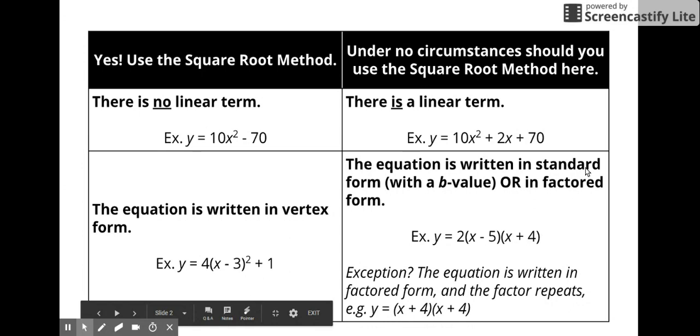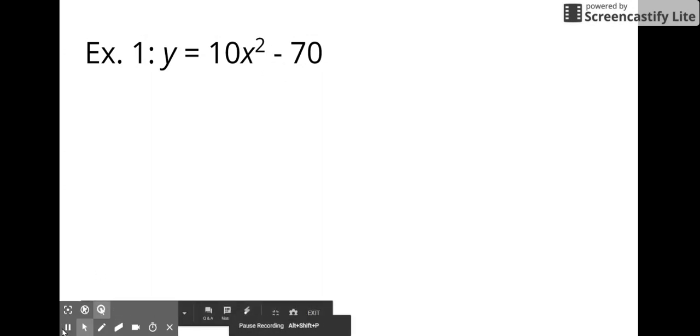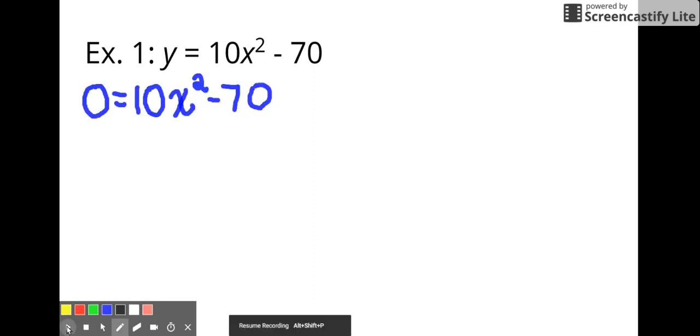So let's look at an example of how to use the square root method. Over here we have y equals 10x squared minus 70. We can use the square root method because we don't have a linear term. The first step is to set our quadratic equal to 0 because we're trying to find the x-intercept, and that occurs when y is equal to 0.